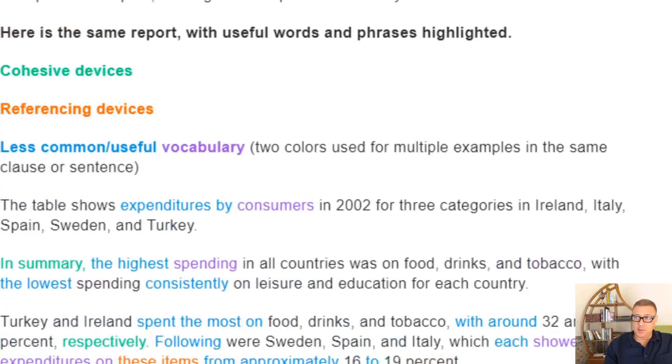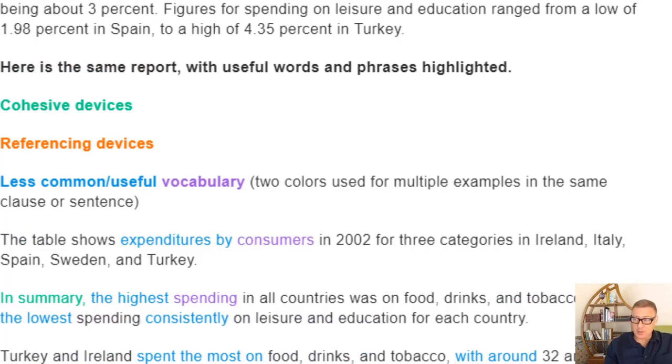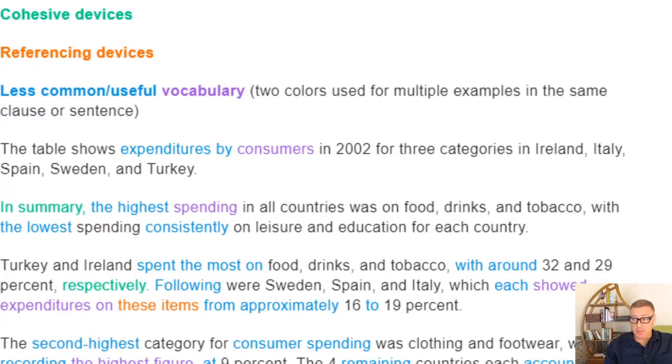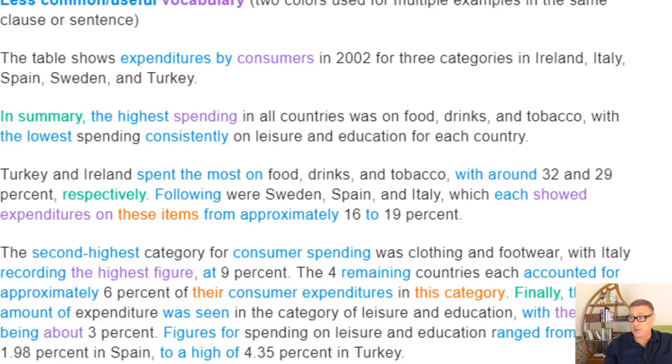The other thing that most people don't think about, referencing devices. So that's a way of referring to something that you've already mentioned. So if we look in the third paragraph, following were Sweden, Spain, and Italy, which each showed expenditures on these items. Which items? Food, drinks, and tobacco from the first sentence. In the last paragraph, the second highest category for consumer spending was clothing and footwear, with Italy recording the highest figure at 9%. The remaining countries each accounted for approximately 6% of their consumer expenditures in this category. The consumer expenditures of those countries I just mentioned, the 4 remaining countries. Which category? Clothing and footwear.